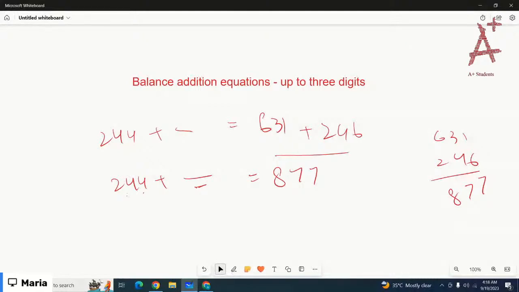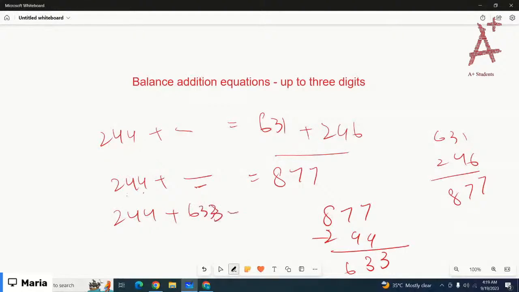You get 877 by adding 244 and the missing number, right? So you can find the missing number by subtracting the given number from the sum. Just subtract. 7 take away 4 is 3, and 8 take away 2 is 6. That means the missing number is 633: 244 plus 633 equals 877.